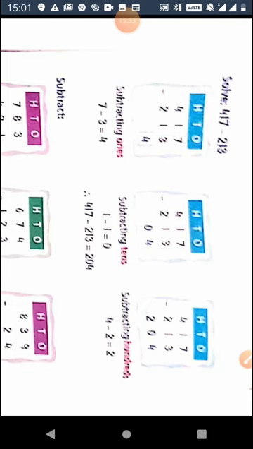Clear? Like in addition, we always start from ones place, whether it is addition or subtraction. In addition, we add the ones place, then tens place, then hundreds place. Similarly, in subtraction, we first subtract the ones place, then we move on to the tens place, and then we move on to the hundreds place.